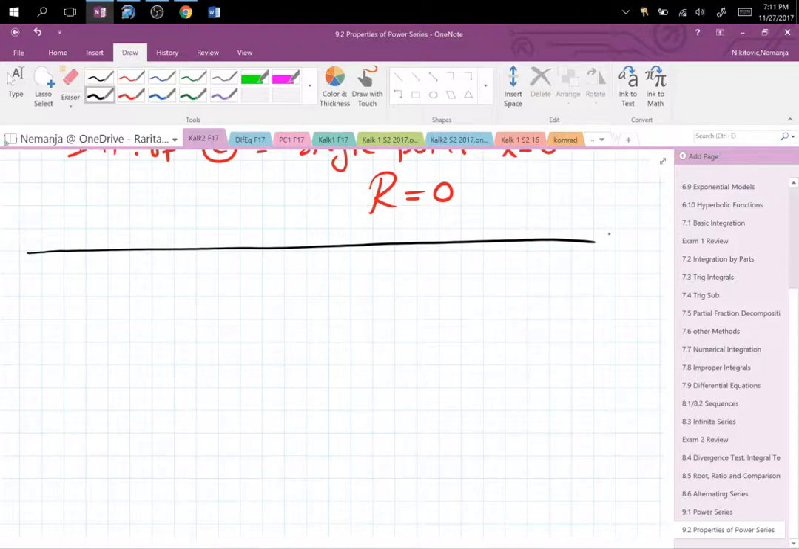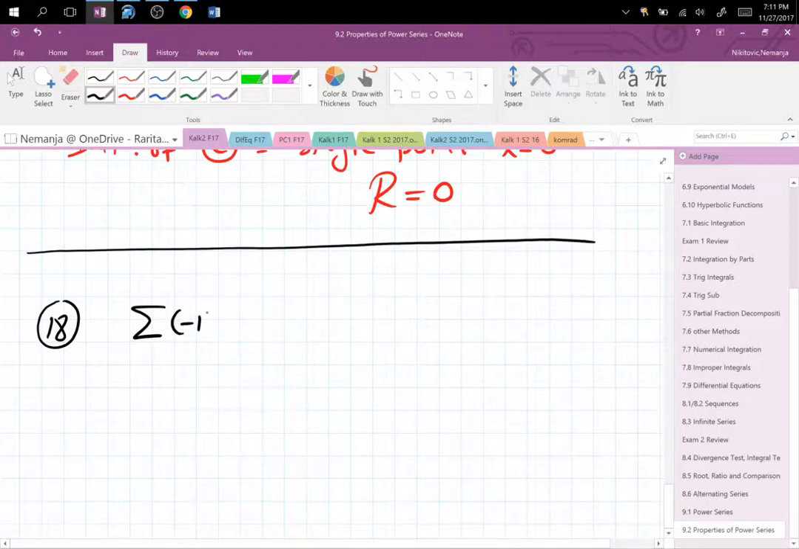So what should we... Hold on. We have to do the problem first. Let's go with problem 18. Summation of -1 to the k of x to the k over 5 to the k, and the series, it doesn't matter, goes from 0 to infinity, 1 to infinity, whatever. 1 to infinity, doesn't matter. All right, go.